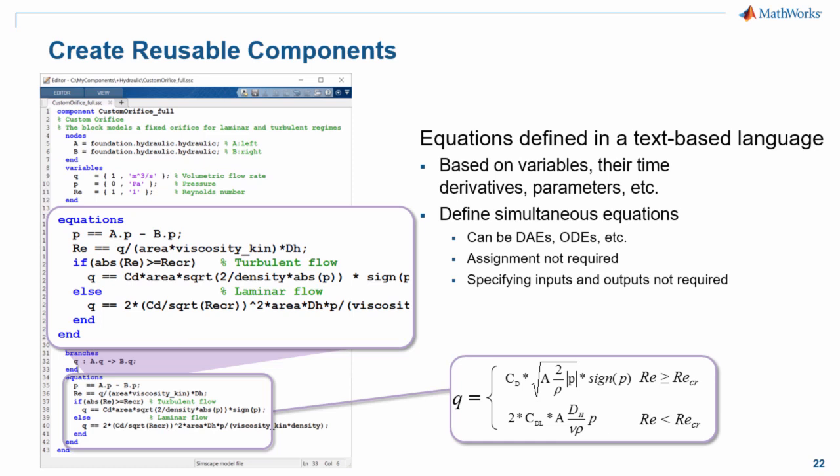We have defined a set of implicit equations here, and all of these equations will be solved simultaneously. We are not assigning different values here and then using those values in the next line, and we're not specifying inputs and outputs. The equations you define here can have branches with if then else. You can turn on or off zero crossings. The equations you define can be based on variables, their time derivatives, parameters that you define, and other quantities.